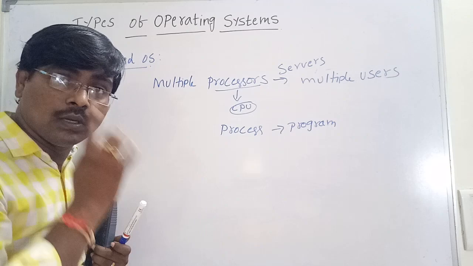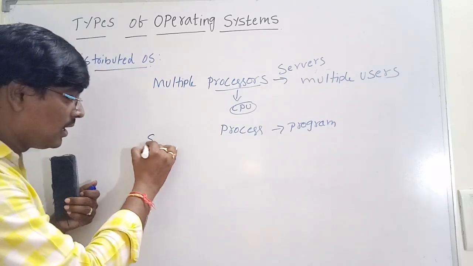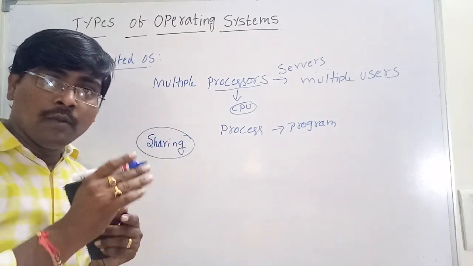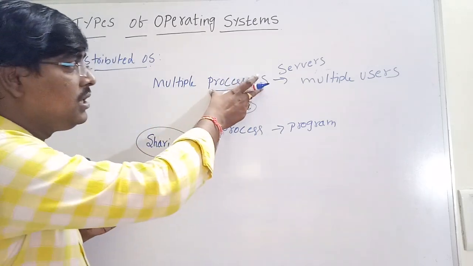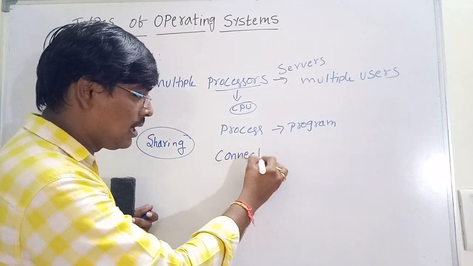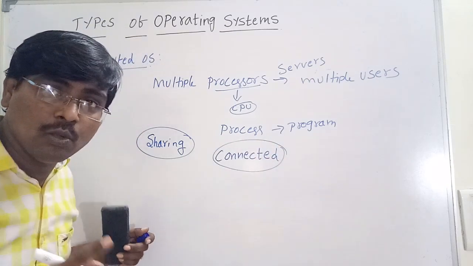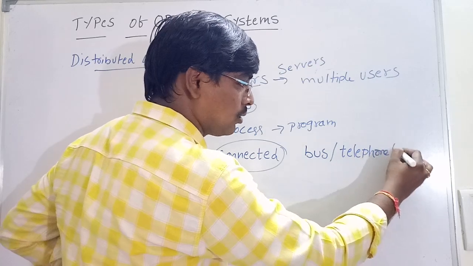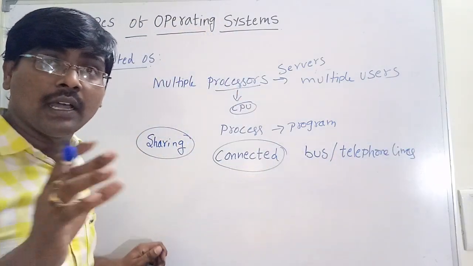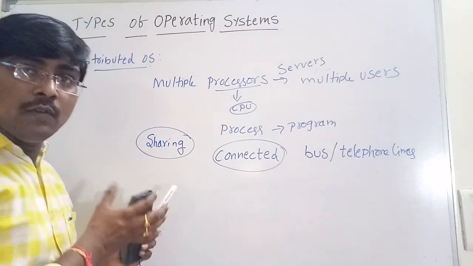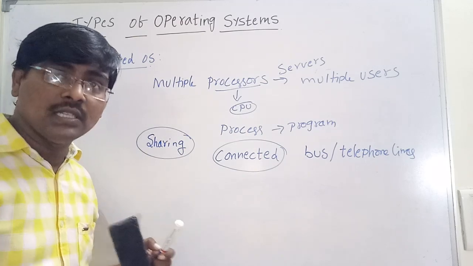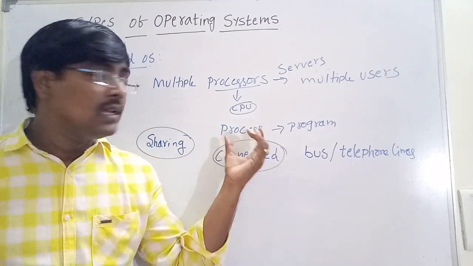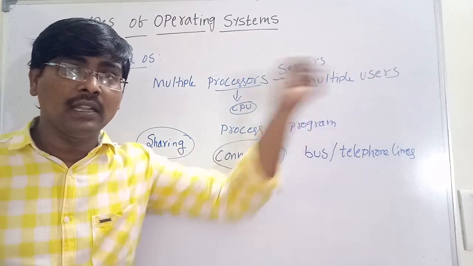What is the main advantage of this? The main advantage is sharing. Before going to this, I will explain one more point. All these multiple processors are connected through some bus or telephone lines, some communication. If they are connected through communication, and one process does not have a sufficient resource, then that process requests the resource from another CPU.